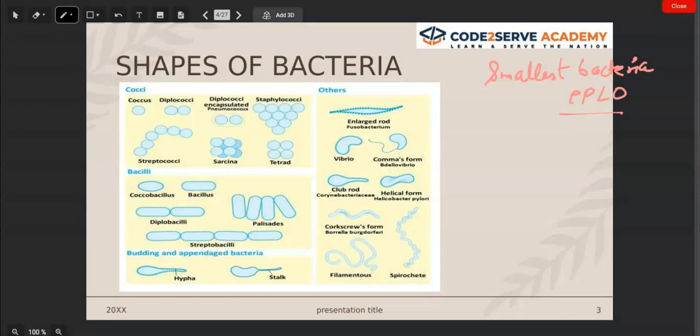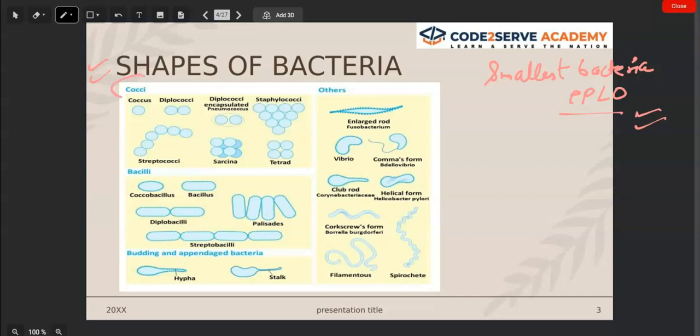So first of all we will do the smallest bacteria type, that is the PPLO, pleuropneumonia-like organisms, and the largest bacteria is Thiomargarita namibiensis. Okay, now we come on to the shapes. So if we talk about the shapes, there are different types of shapes of bacteria, like the coccus.